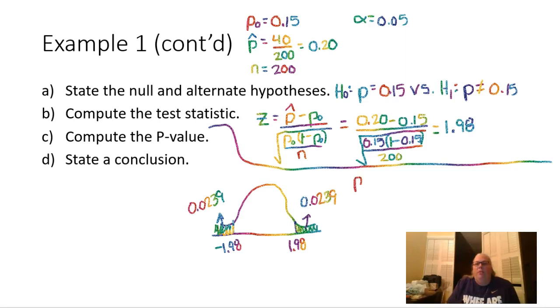So our p-value for part C is going to be 0.0239 plus 0.0239, or times 2, whichever way you want to do it. And that is going to give me 0.0478. So there's our p-value, 0.0478.